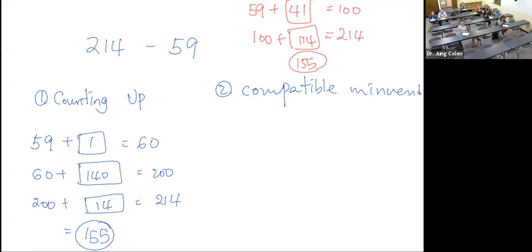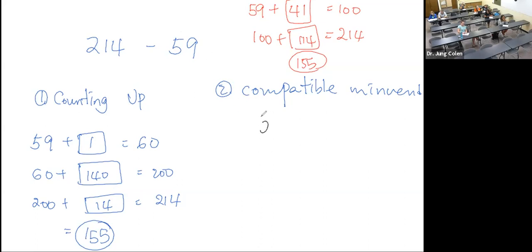Okay? All right. Now let's think about the comparable numbers. That means we're gonna change either the subtrahend or minuend into an easier number. Which one's easier for us to change? 214 to an easier number or 59 to an easier number? Which one's easier? We want to change the number we are taking away, because it's easier to take away 60 than take away 59, isn't it?